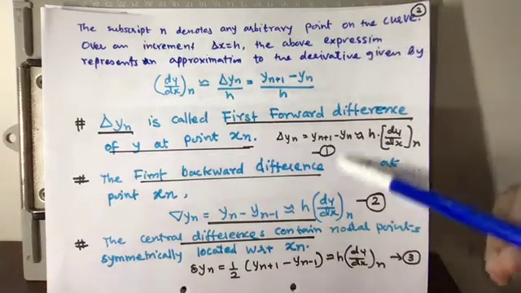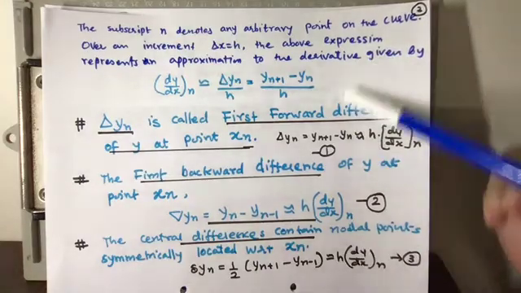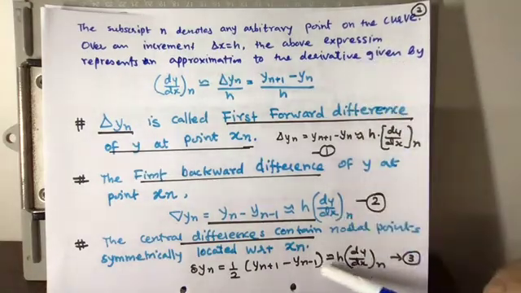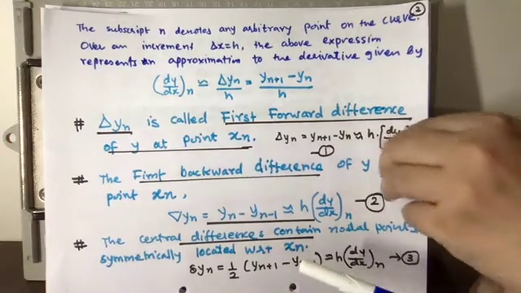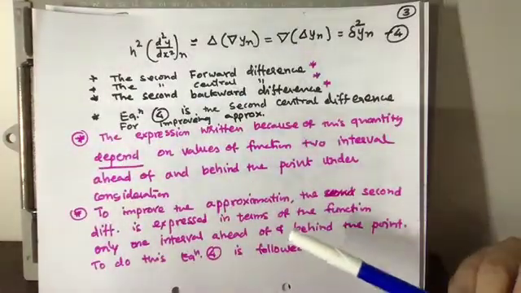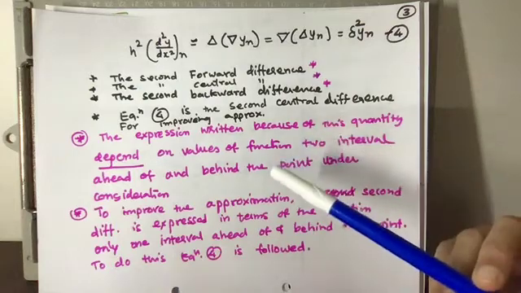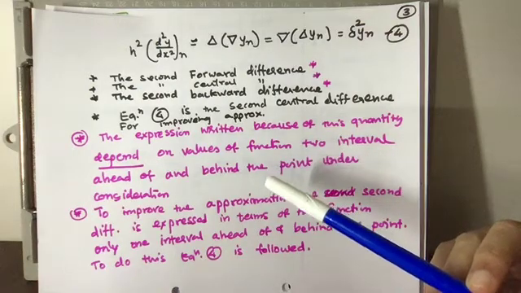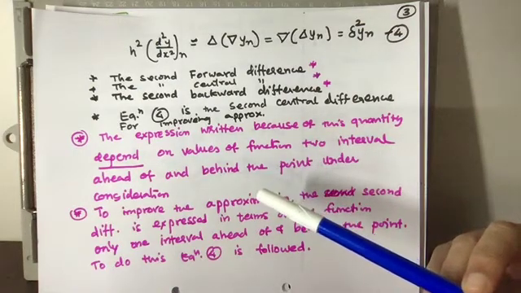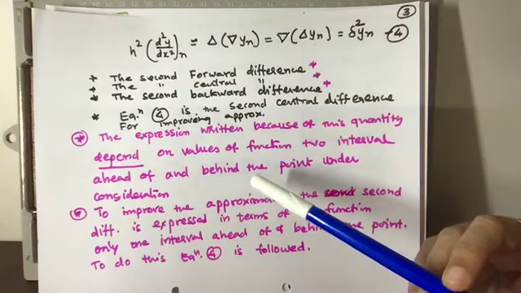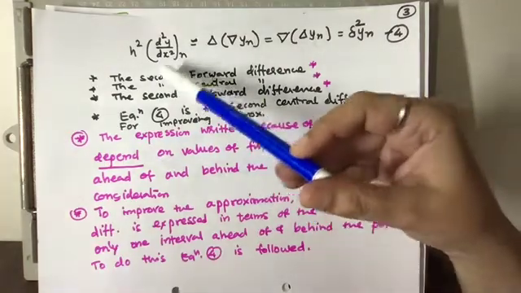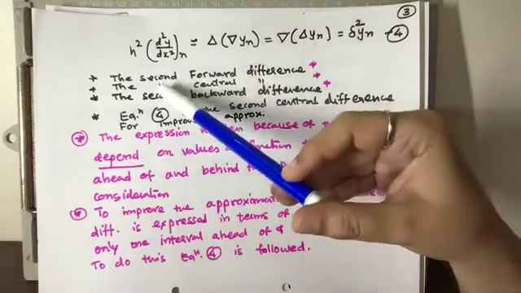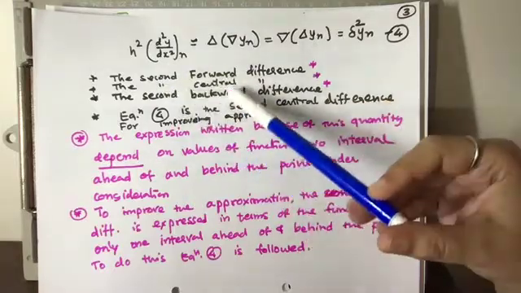Now we have seen these three types of equations. All three are correct and all three can be used, but we will throw some light on which one is more accurate and will give improved results. So we have seen three types: second forward difference, second central difference, and second backward difference.